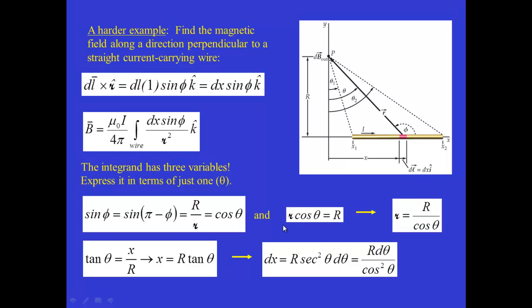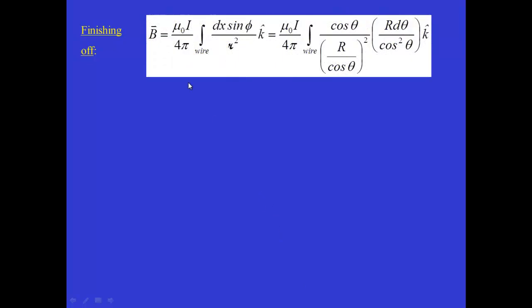So, now, on the next page, what we're going to do is take the Biot-Savart law and substitute in for dx, for sine phi, and for script r squared. And then we'll be ready to evaluate it. We're very close to the end. So, finishing off, there's our expression for Biot-Savart. dx, we said, had the value R d theta over cos squared theta. Sine phi was cos theta. And finally, script r was R over cos theta, and so script r squared is R squared over cos squared theta.